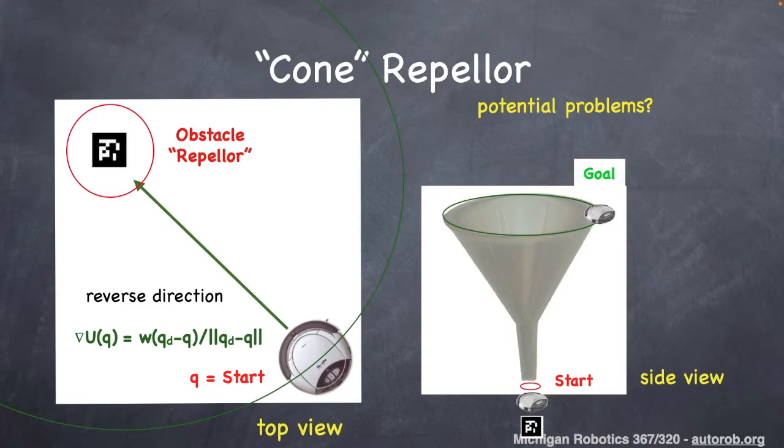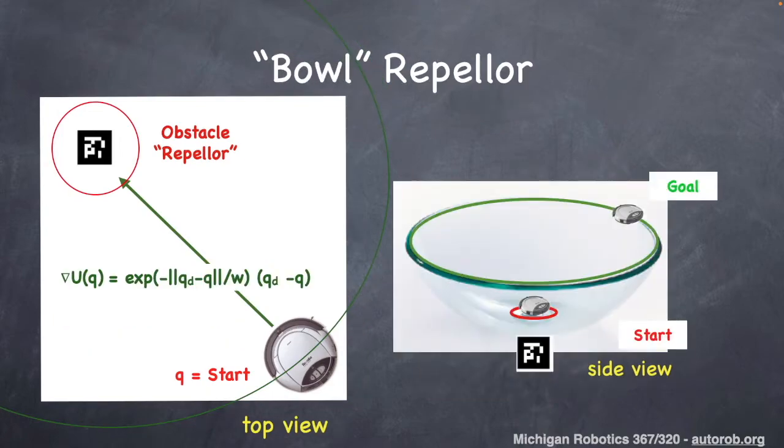If instead you'd like the magnitude of the gradient to depend on the distance the robot is from the obstacle, from the repeller, then you could similarly define a bowl repeller using the exp function like we did in the case of a bowl attractor, where once again the only difference is that you essentially flip the direction of the vector that we calculate between the robot's current configuration and, in this case, the obstacle.